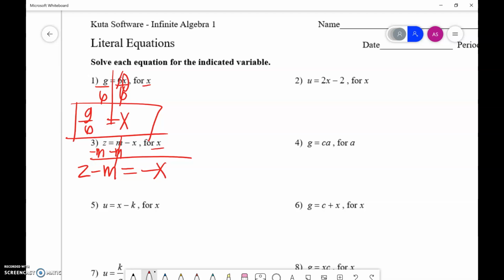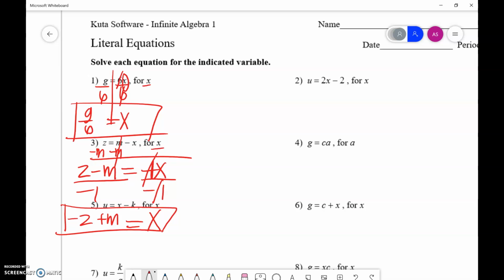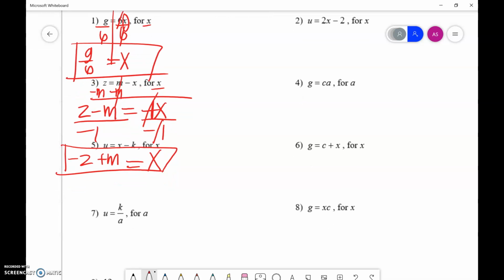From here, it may look like I'm done because I do have that x, but I have negative x. So I do have to make sure we end up with positive x. So we may want to add in an imaginary 1 so we know we're going to be dividing by negative 1. Then x equals z divided by negative 1, that gives me negative z. And negative m divided by negative 1 gives me positive m. So my final answer is negative z plus m equals x. All right, let's move on to the next one.